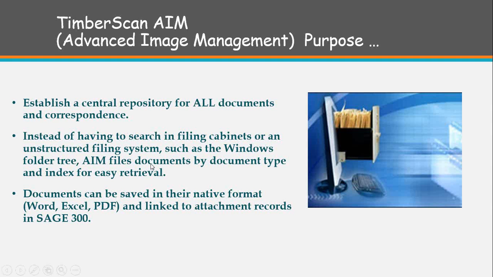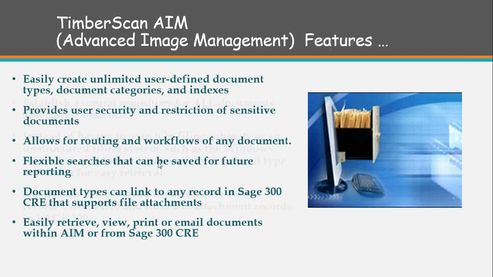So for example, if I'm in the job file, and I want to be able to go in and click on the attachment button in the job file and call up all of the documents that I've saved in AIM, I'm able to do that. You can create, as I mentioned, user-defined document types, document categories, and indexes. You can establish security and restrict access to sensitive documents.